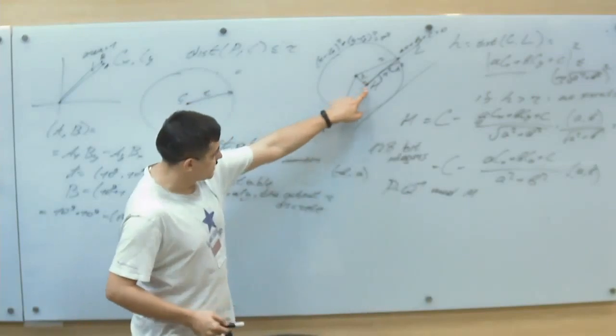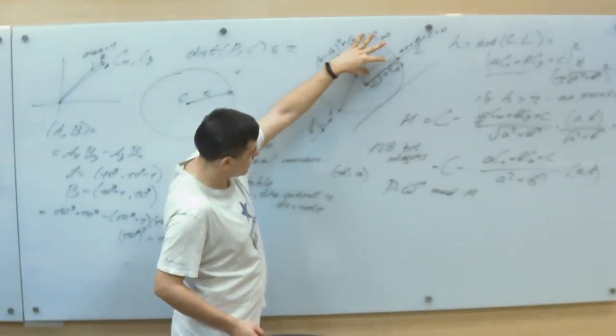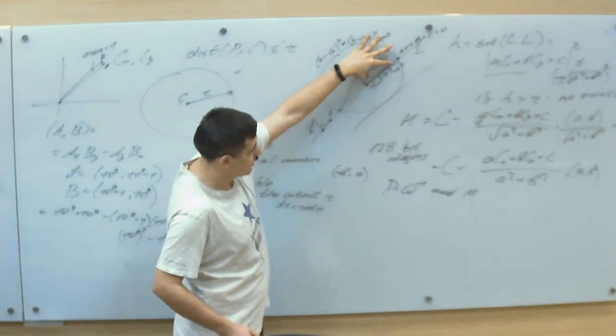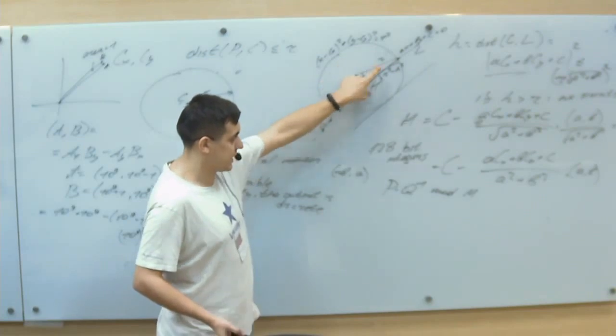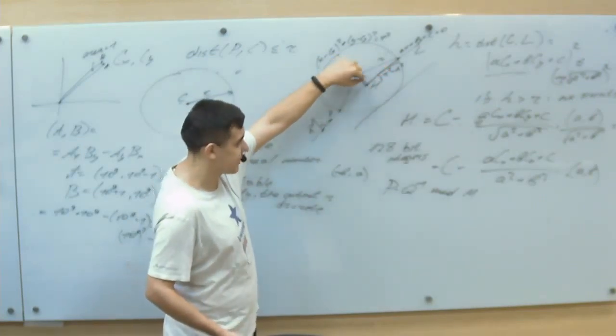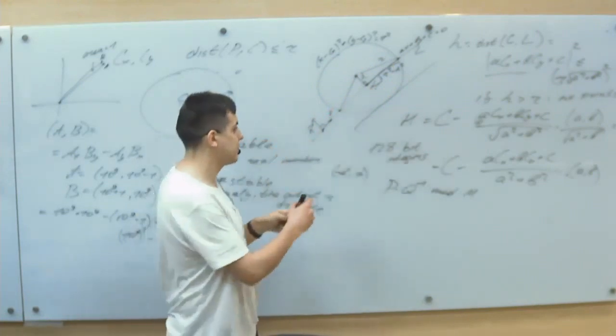Okay, so we found this point H, and we found the distance from this point H to these 2 points of intersection. Then I can rotate the normal vector, and then I can add this vector with this distance and subtract this vector, so we get these 2 points.